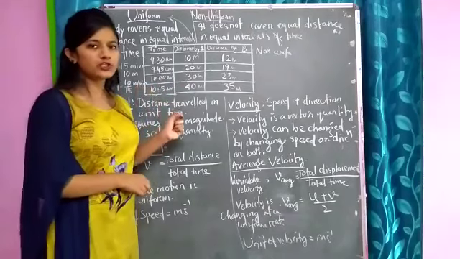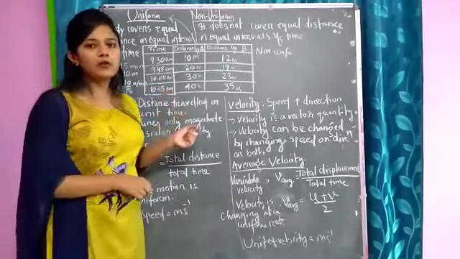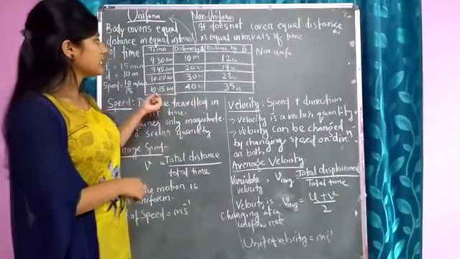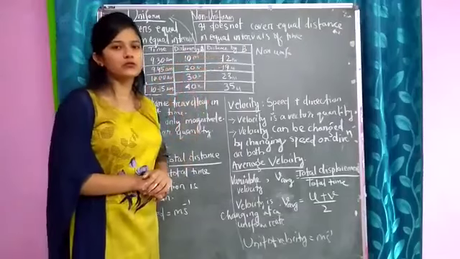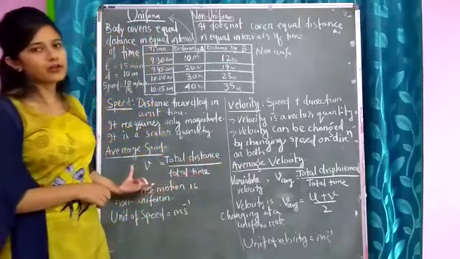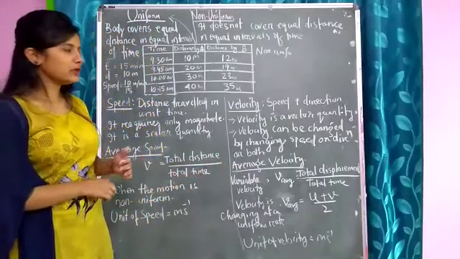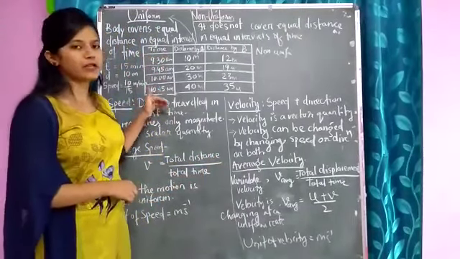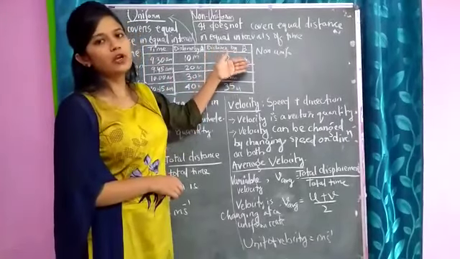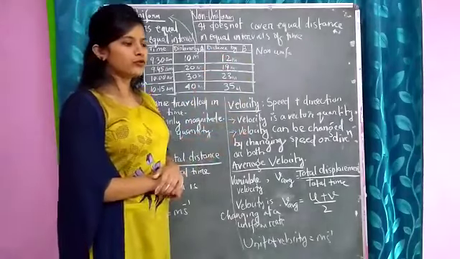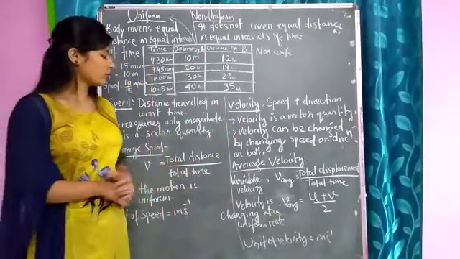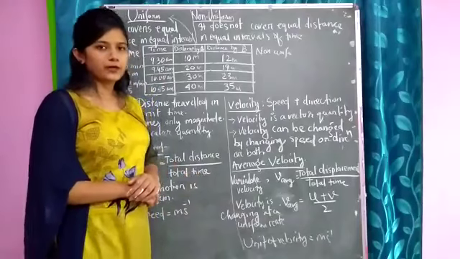That means for each interval, the speed also comes the same. But in case of non-uniform motion, here we have to define the average speed. That means at each interval of time, the distance is varying, so the speed will also vary. So for the non-uniform motion case, we are going for average speed.